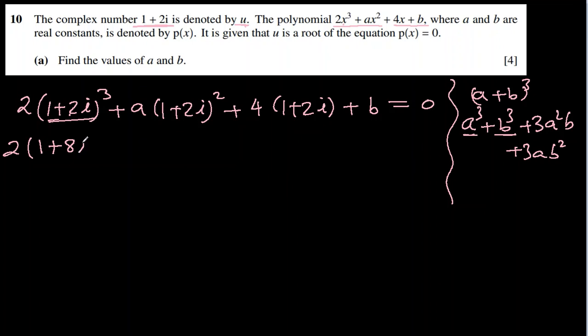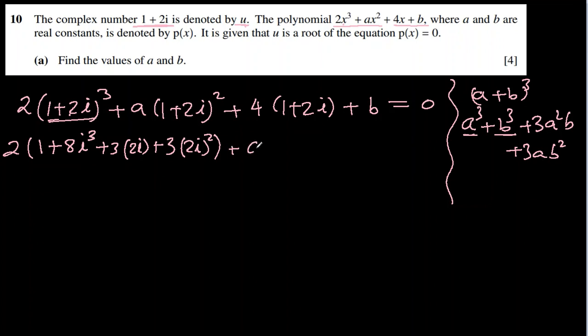And i cube. Then 3a square. 1 square is 1, so I'm not writing it. And b is 2i. Then 3a is 1, again I'm not writing it, but 2i is squared. That's it. That's the cube.